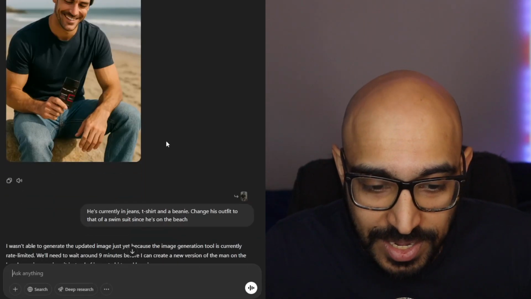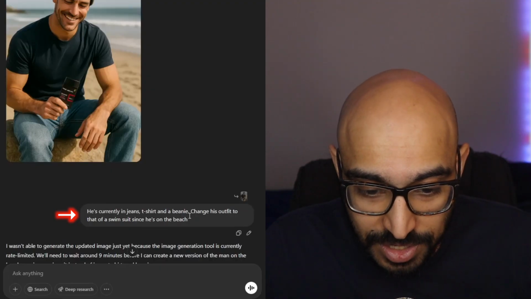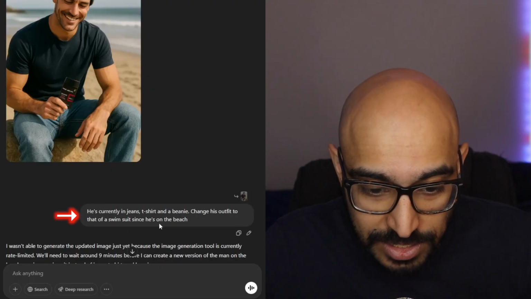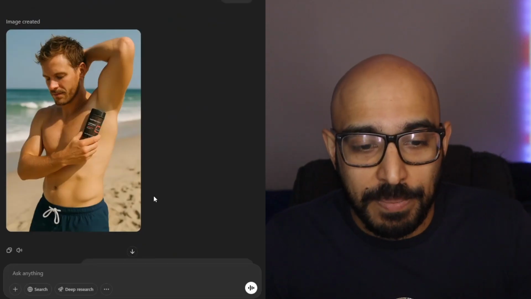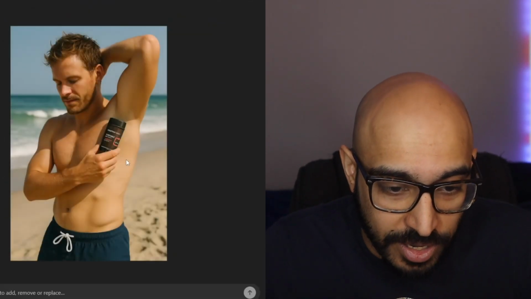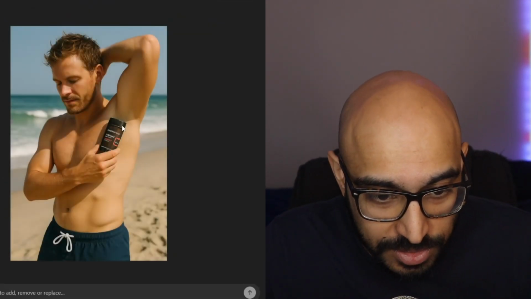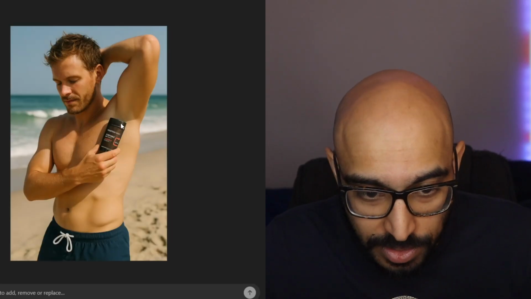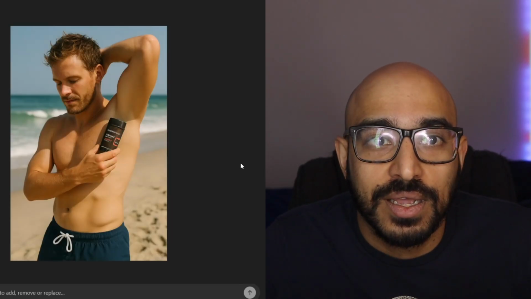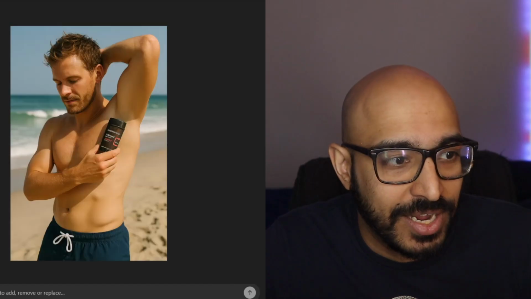So I modified it, and I said, he's currently in jeans, t-shirt, and a beanie. Change his outfit to that of a swimsuit since he's on the beach. And this is what it came up with. A lot better than the first one, but again, not usable. The lid seems to still be on, so it makes no sense why he would be applying deodorant onto his armpits with the lid still on. So in that regard, it's not that great, right?